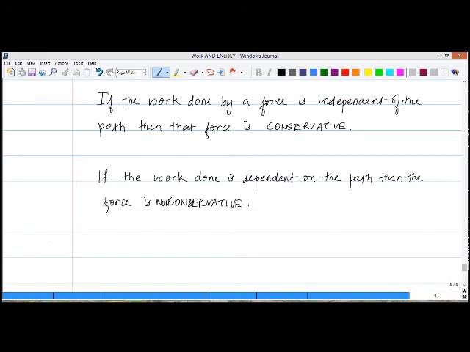Now this is very important, as we'll see. We're going to apply this concept, the definition, to see whether some of the forces that we've come across, which is gravity or friction, are conservative or not.